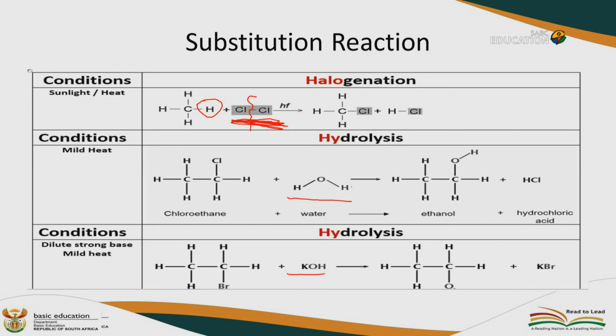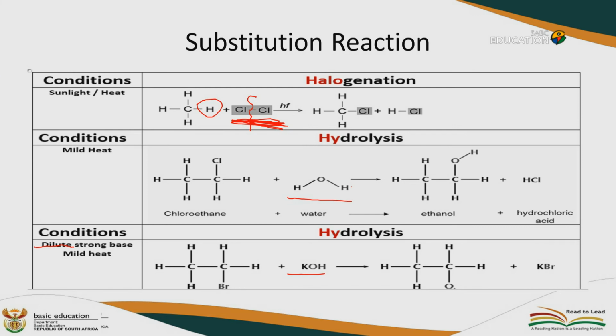This potassium hydroxide, it can as well be lithium hydroxide or sodium hydroxide, but it must be dilute, because if it's not dilute, the reaction can take a different path. So we're saying dilute strong base and mild heat are used when you're using sodium hydroxide, potassium hydroxide, or lithium hydroxide. So they're going to substitute with the bromine. So these two reactions where you're using water or potassium hydroxide, we refer to them as hydrolysis. So we're saying the chloroethane, which is the chloroalkane, or the haloalkane that is formed in reaction number 1, which you said is halogenation, can undergo two other reactions, which are called hydrolysis.